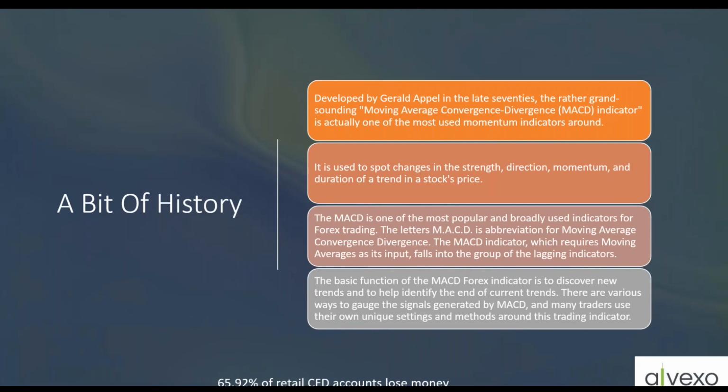Now, MACD was developed by Gerald Appel in the late 70s. And it's a rather grand sounding name. Like I said, I love the name, Moving Average Convergence Divergence Indicator. Now, it is one of the most popular indicators today in the Forex market, CFD market.